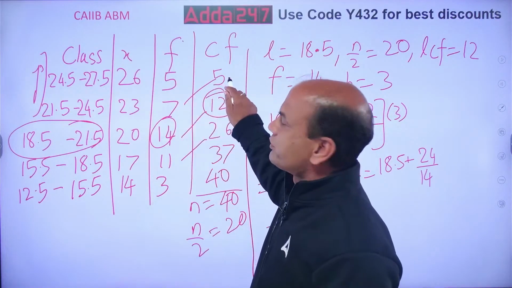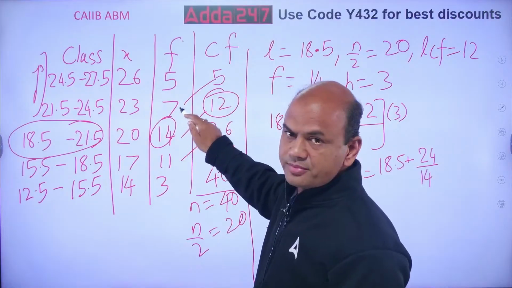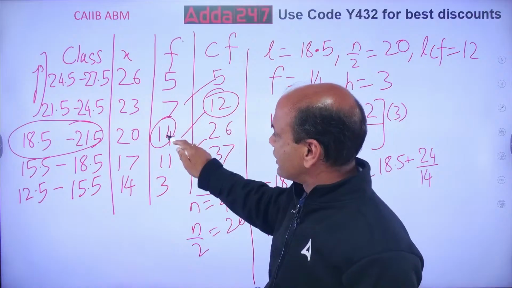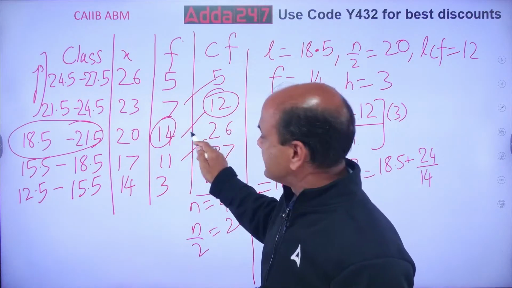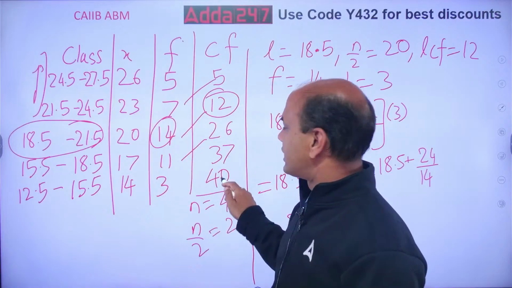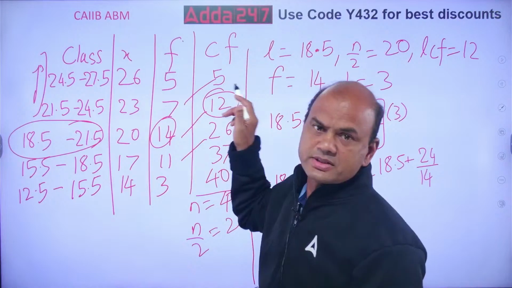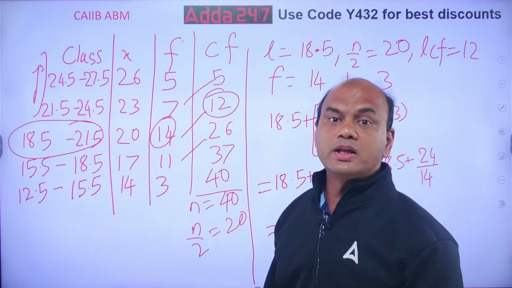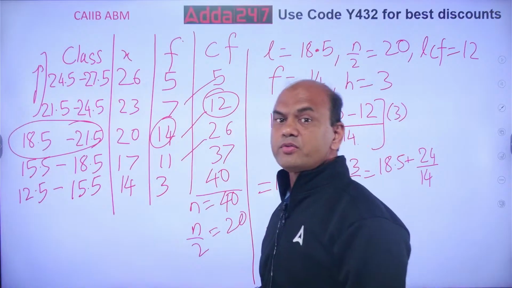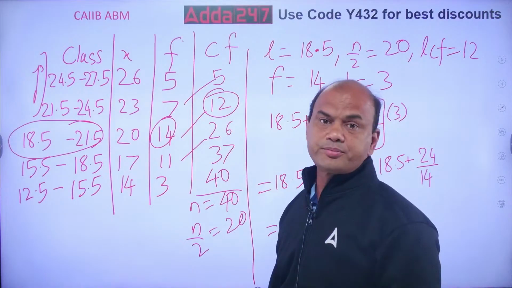What is the frequency first? 5. So 5 over here. Then 5 plus 7, 12. 12 plus 14, 26. 26 plus 11, 37. 37 plus 3, 40. So this is known as CF, cumulative frequency. Got it? Cumulative frequency. So now in cumulative frequency, what will you do?